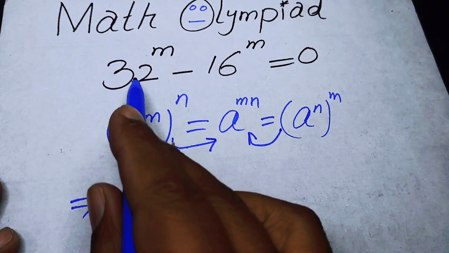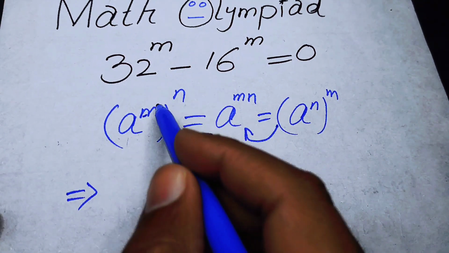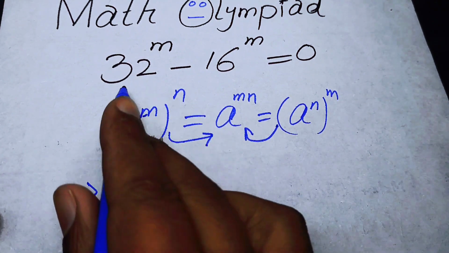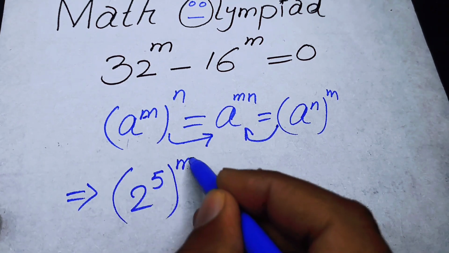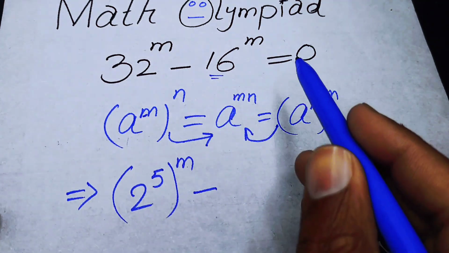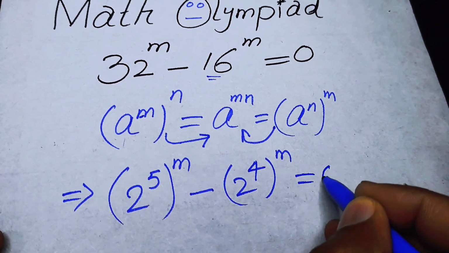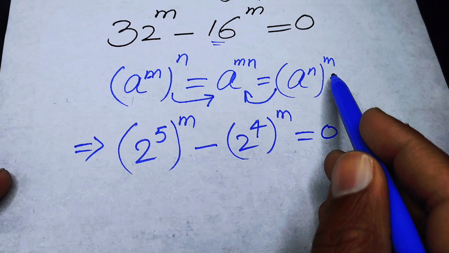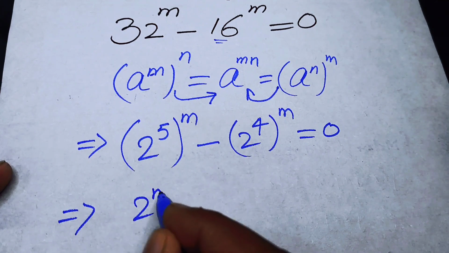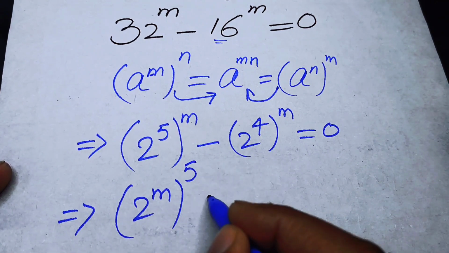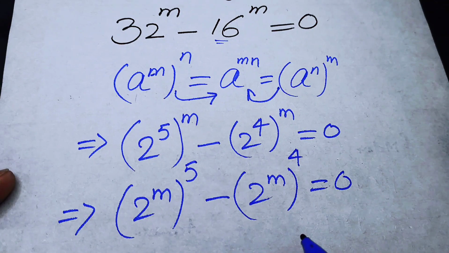First we can write 32 in prime factorization form. We know that the prime factors of 32 are 2 to the power of 5 and whole power m, minus the prime factors of 16, which are 2 to the power of 4 and whole power m, is equal to 0. Now we apply this exponent law and just interchange the exponents, so we can write it as 2 to the power of m and whole power 5 minus 2 to the power of m and whole power 4 is equal to 0.